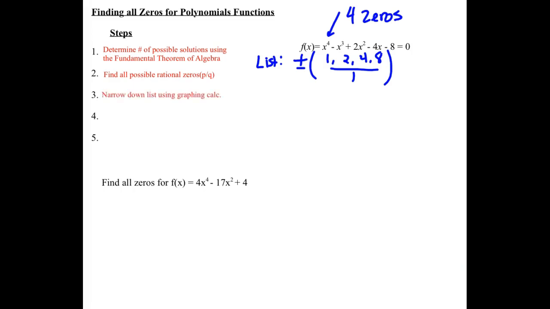We don't want to try all 8 synthetically. So we're going to use the calculator to help us narrow down our list. So what I need you to do is grab your calculators and type that equation in your y equals screen and look at a graph of it. Okay?